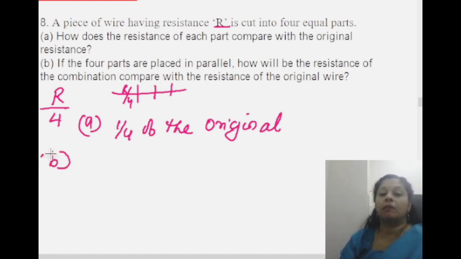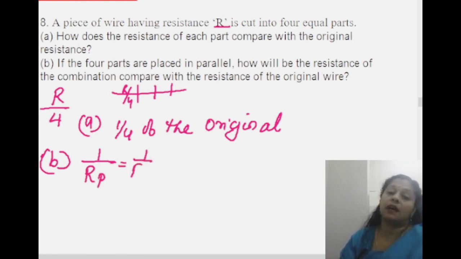Then if the 4 parts are placed in parallel, how will the resistance of the combination compare with the resistance of the original wire? So 1 by Rp is equal to 1 by R1 plus 1 by R2 plus 1 by R3 plus 1 by R4. 4 pieces are there, and each one is R by 4.